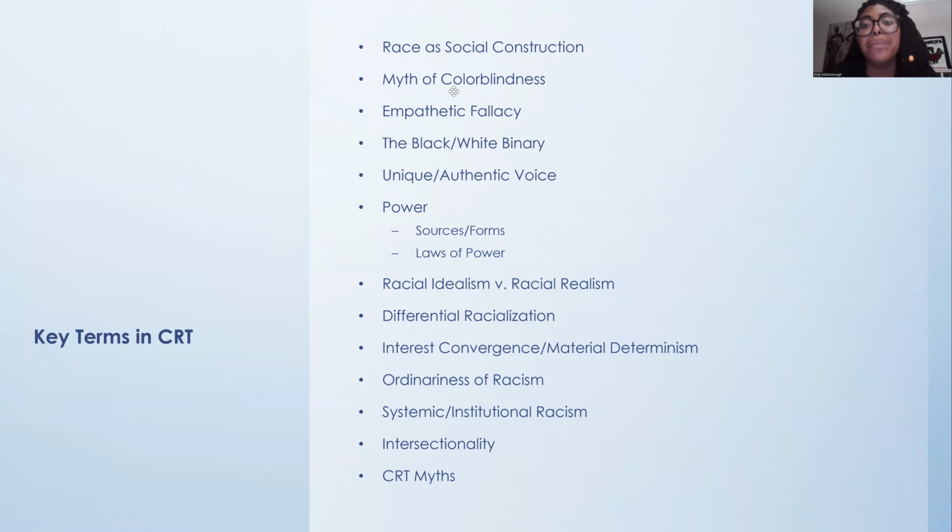are designated as white. And speaking of that, we need to talk about unique or authentic voice. Know what that is, and be able to explain why it is important that we in critical race theory privilege the voices of people of color, of Black people when it comes to anti-Black racism, of Latinos when it comes to racism against Latinos, of women when it comes to women and gender studies.